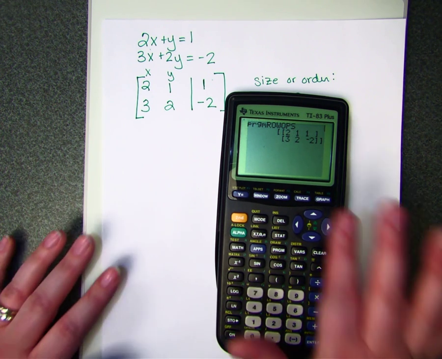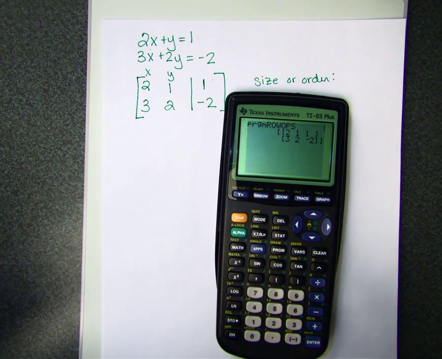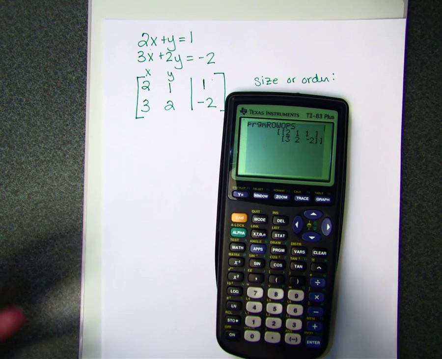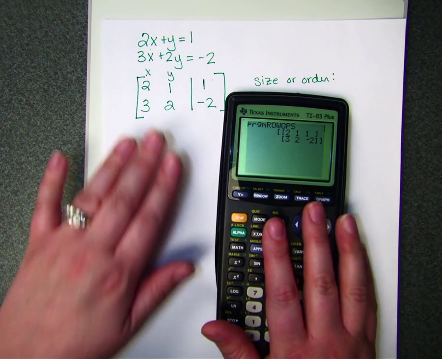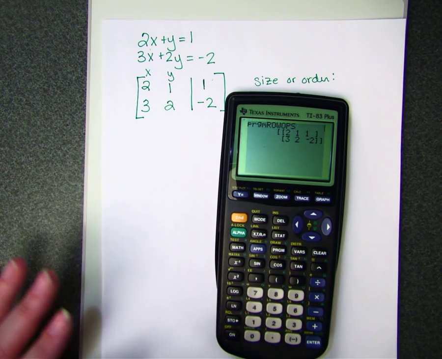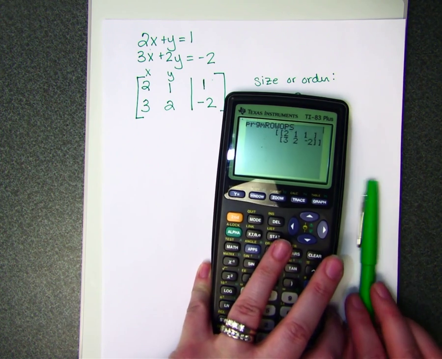If your numbers don't match the numbers that are on your paper, we need to go back and edit that matrix from the start. We don't want to keep continuing to work with a problem that has the wrong number. So if these numbers don't match the ones on your paper, let's go back and edit it before we start using this ROWOPS program.